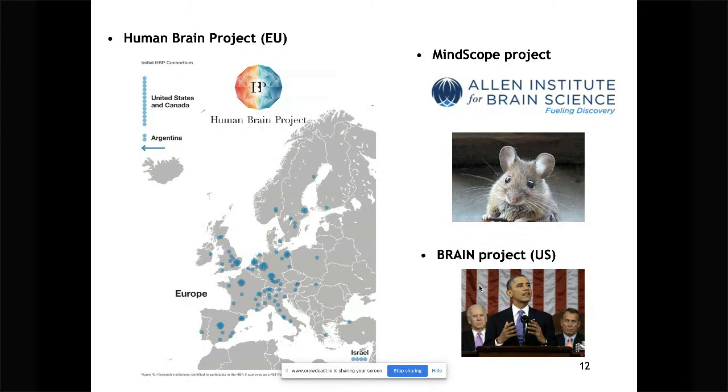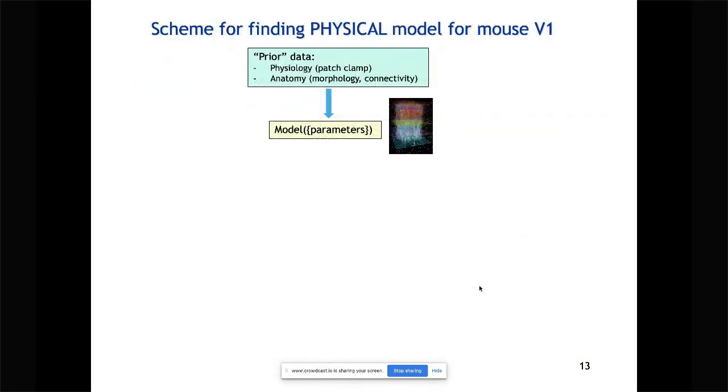And what has been really important at the MindScope Project is that they have focused on one particular animal, the mouse. So all experiments have been done on mice of the same type and same age and so on, in order to get a handle on the variability. And of course you also have the brain project that Obama started like 7 years ago or something. So what is in principle the scheme for finding a physical model for, say, mouse V1, the system that Anton talked about?